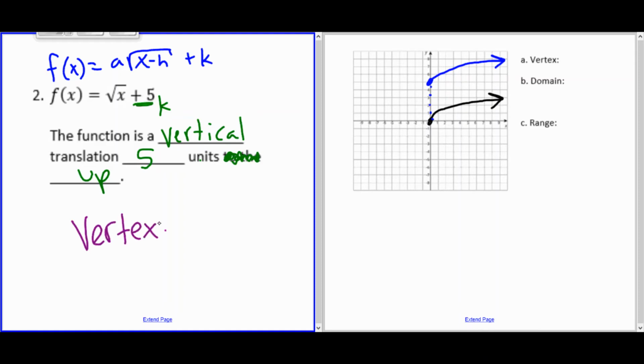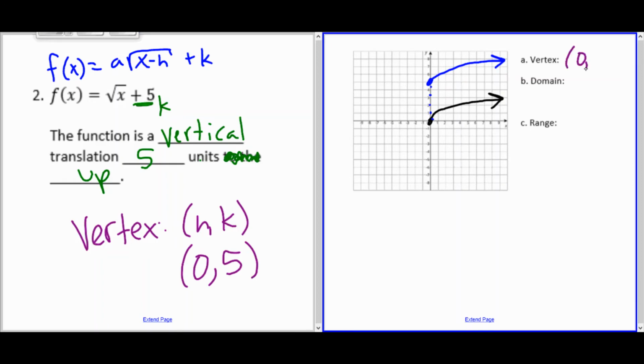The vertex, remember, is the ordered pair h comma k. So h is inside with the x, well, I don't have an h value, so it's 0. And my k value is 5. Remember, k is going to keep the same sign. So my vertex is the ordered pair 0, 5. And again, you could get this from the graph. If you just look, where is your vertex? Where is that starting point? It's right there.